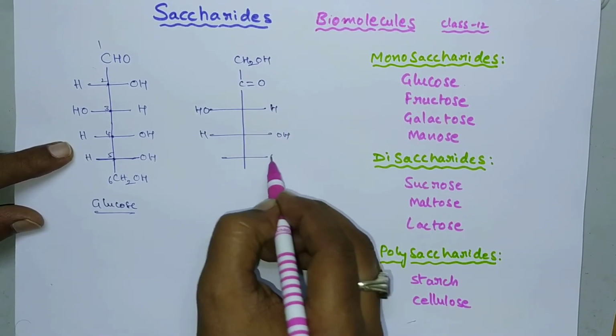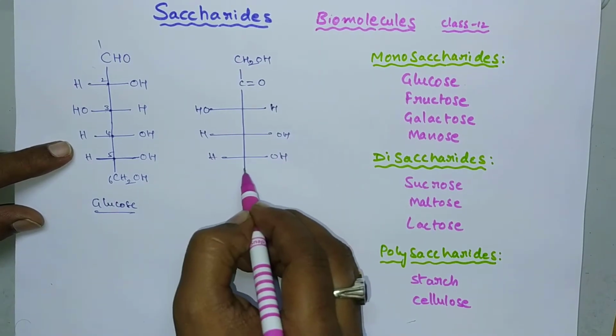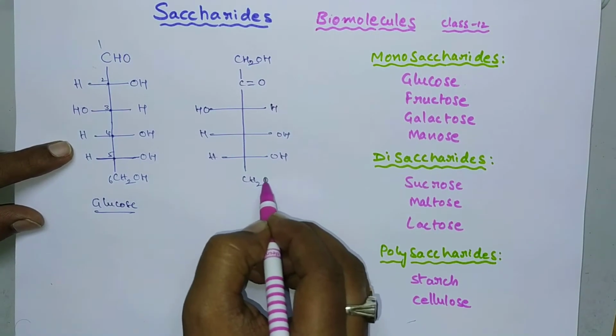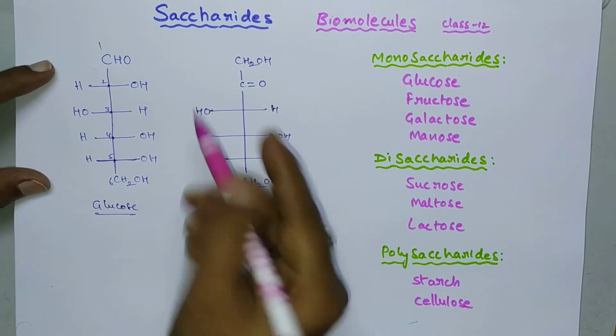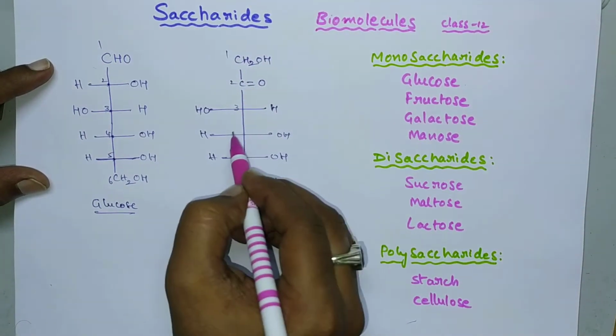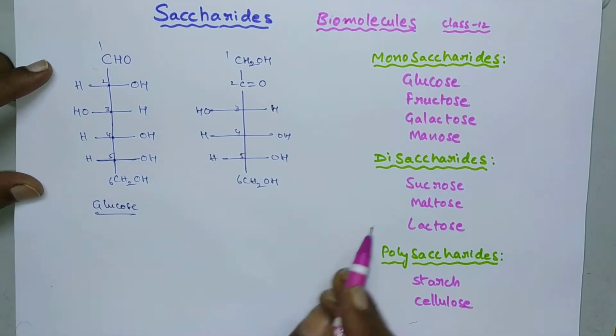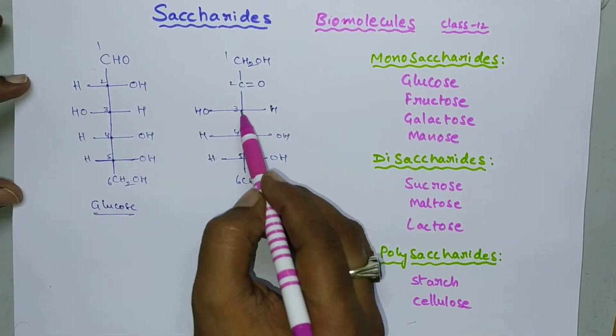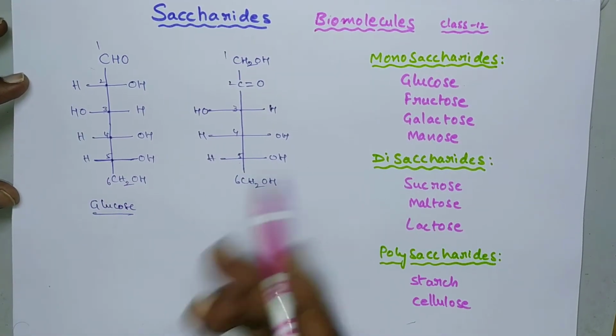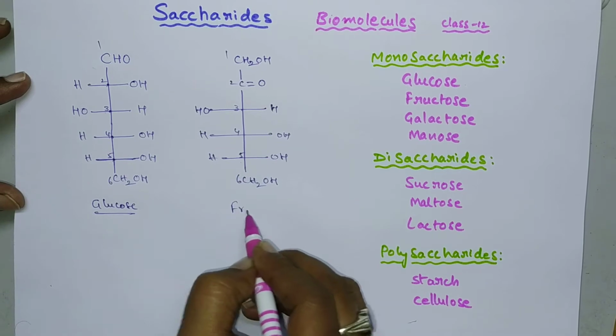fourth carbon, fifth carbon and sixth carbon. The remaining is the same: 1, 2, 3, 4, 5, 6. Here the configuration at 3, 4, 5 is the same for both glucose and fructose. So this is fructose.